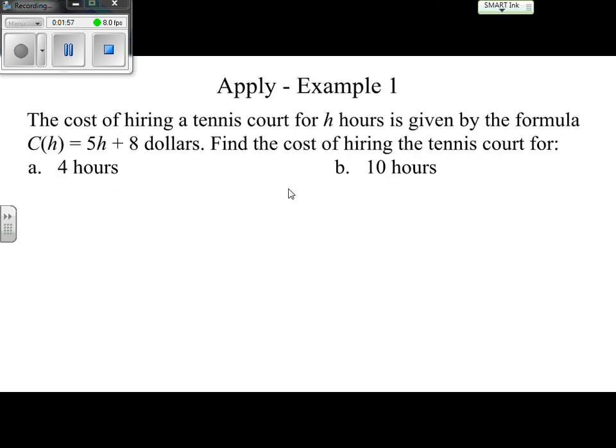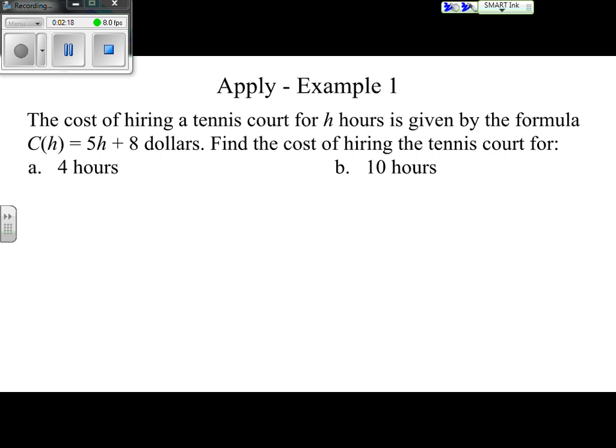So let's take a look at an actual example. This problem involves playing tennis. The cost of hiring a tennis court for h hours is given by the formula C of h is equal to 5h plus $8. Find the cost of hiring the tennis court for 4 hours and then 10 hours.